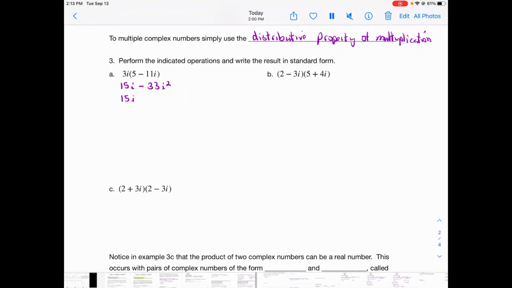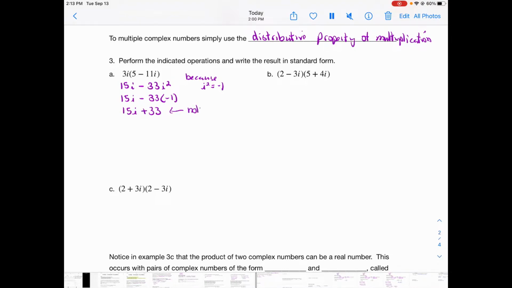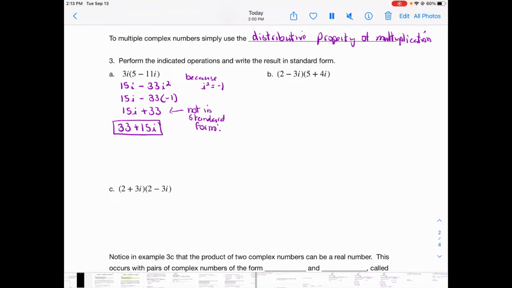And then I see I have a 33i squared. Well, remember, i squared by definition is negative 1. So every time you see an i squared, you have to replace it with negative 1. And so then I need to simplify down. And now my real part is the 33. So this is not in standard form because it has to be a plus bi. So the real part has to be written before the imaginary part. So I just rewrite this as 33 plus 15i. And now I have my answer in standard form.